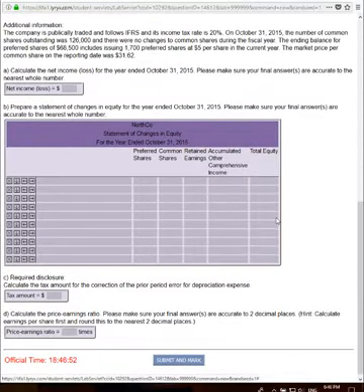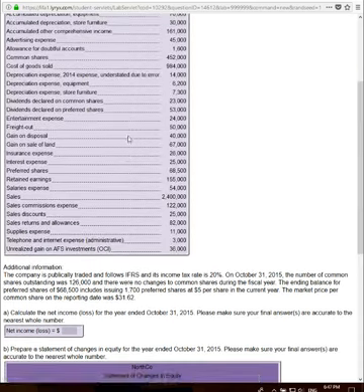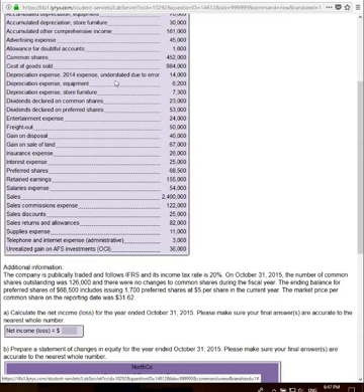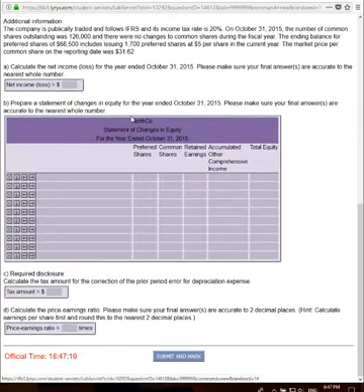So we'll start with an opening balance, and then we'll make some adjustments and fill out the entire statement of changes in equity, see how we do. And then we'll calculate the tax amount for the correction of the prior period error for depreciation expenses. So that's the item listed here, depreciation expense, 2014 expense understated due to error for $14,000. So that should be fairly straightforward. It should be 14,000 times the tax rate.